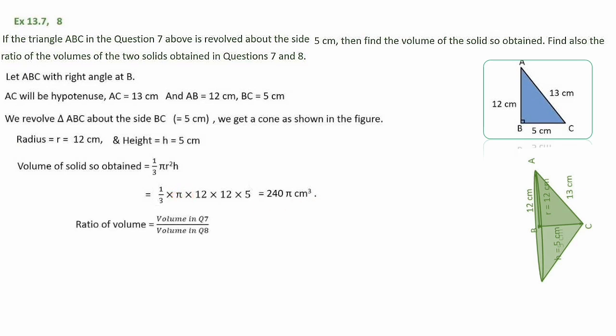Then the ratio of the volumes is what we have to calculate in the second part. Find the ratio of the volumes of the two solids obtained in question number 7 and 8. In question number 7 we got 100 pi centimeter cube in the previous question, and the volume in question number 8 we got 240 pi. So let's substitute 100 pi and 240 pi. Then here pi will be cancelled and we can cancel the numbers with 20. Here 100 when we cancel with 20 we get 5. Here 240 when we cancel with 20 we get 12. So 5 by 12. So the required ratio is 5 is to 12.